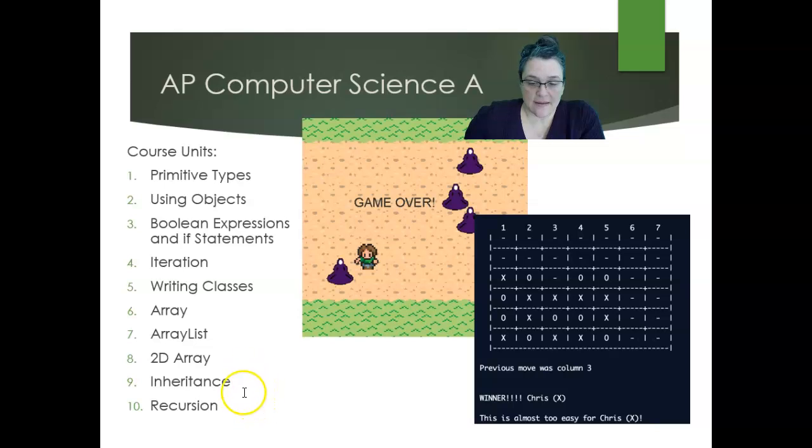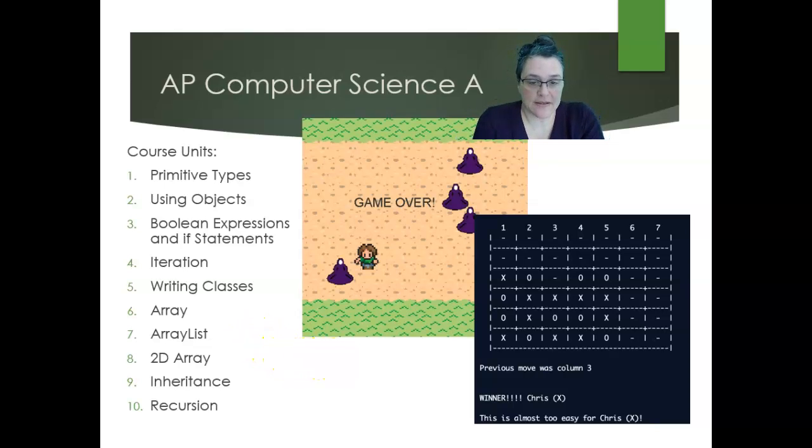We have time at the end of the year before the exam to review, but I also build in review throughout each of these units. So each unit ends with a multiple choice assessment, which is comprised of problems from previously released exams to give you authentic practice. And we also, at the end of each unit, work on a programming project that takes the content from that unit as well as what came before and has you apply it in a real-world situation.